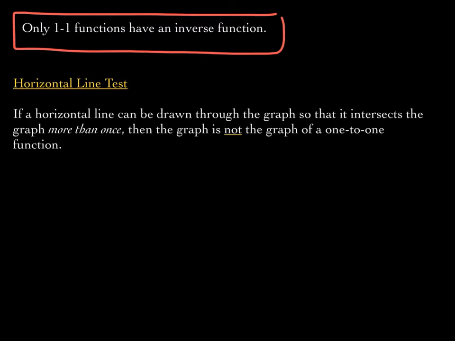Now we can use something called the horizontal line test to determine whether a function is one-to-one or not. This is very similar to the vertical line test that you and I studied earlier. The horizontal line test says that if a horizontal line can be drawn so that it intersects the graph more than once, then the graph is not the graph of a one-to-one function. It might be the graph of a function, but it's not the graph of a one-to-one function. Let's practice using this test.